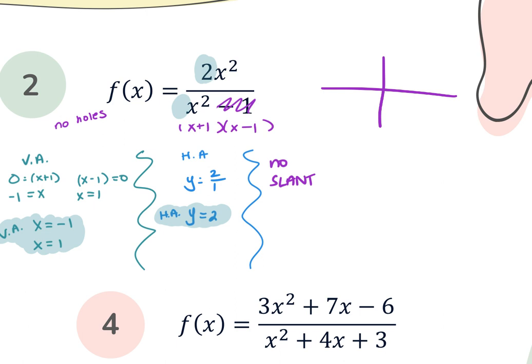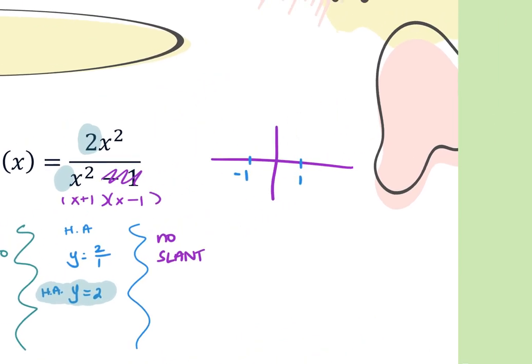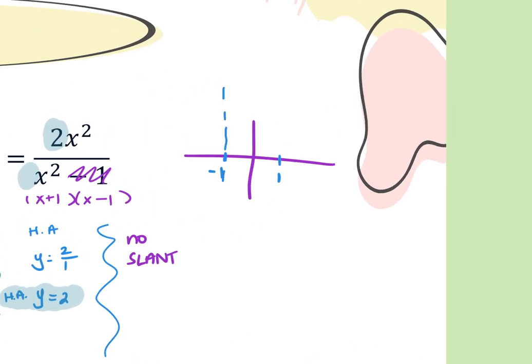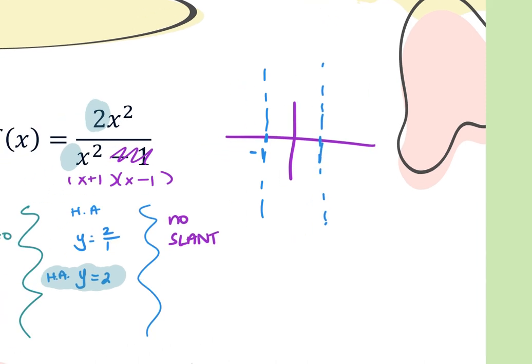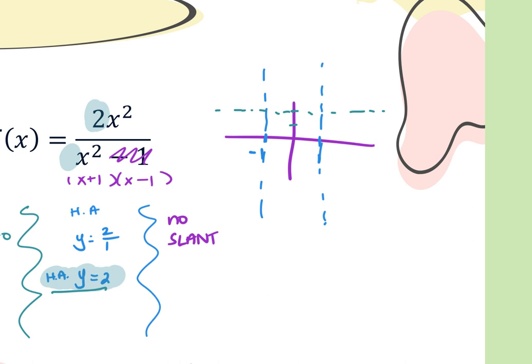So the first thing I would do here is I would draw my vertical asymptotes. They are vertical lines that pass through, in this case, -1 and +1. So my vertical asymptotes are dashed lines because they're not real graphs. They're just guides for the rest of the graph. And then I would plot my horizontal asymptote, which is at y equals 2. It's going to be a horizontal line.